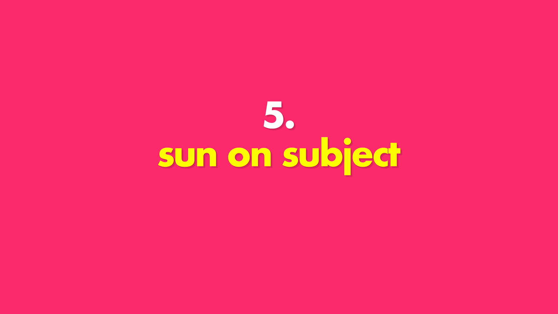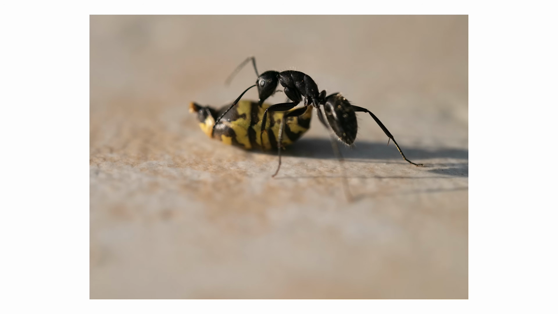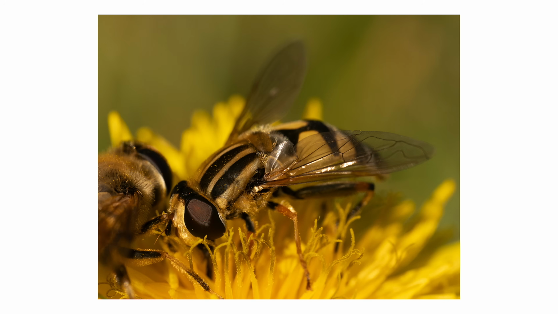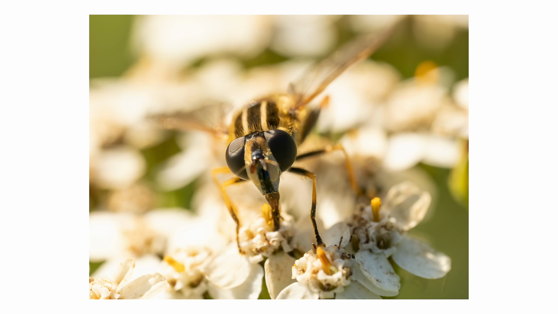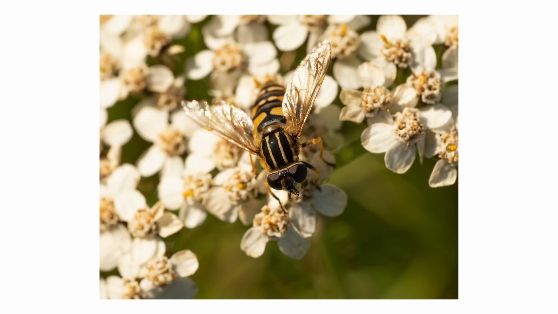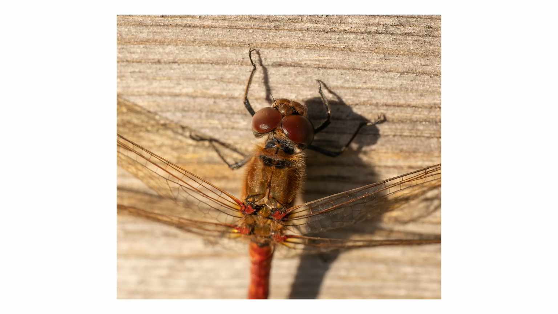Mistake number 5, which is a very common one. Sun on subject, which basically means that you're shooting insects, maybe even with a flash and a diffuser, but you let the sun shine directly on your insect, and the results look like this. Very harsh highlights and shadows, and also this glare in the insect eyes that you cannot remove by any means. It just looks really bad with this glare in the eyes.